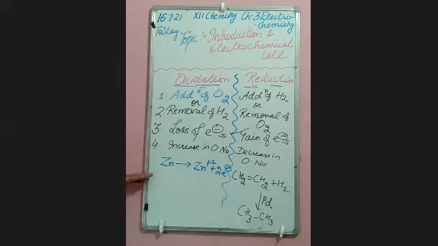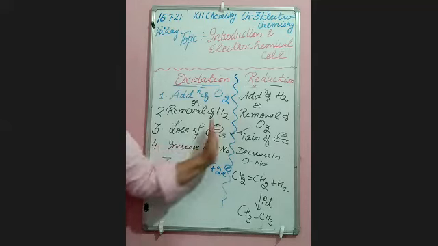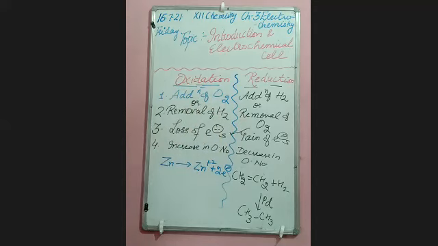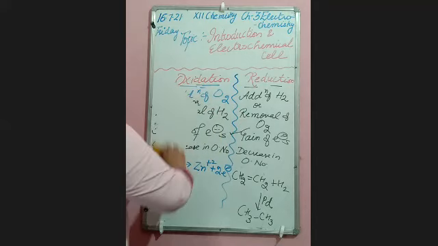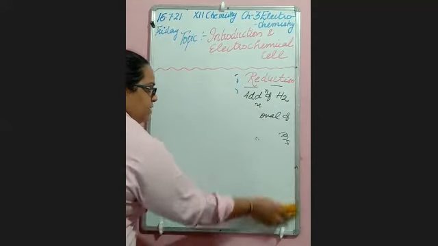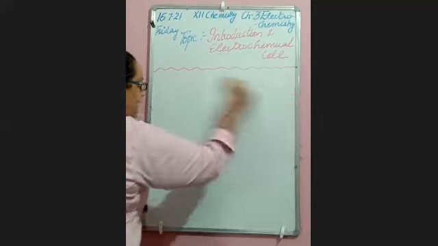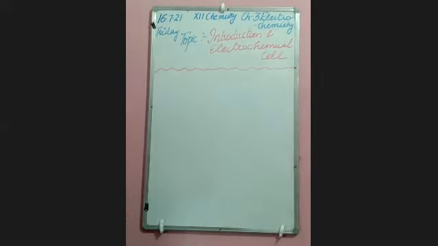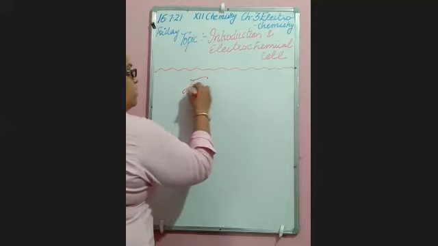Now you will come to know why I have discussed this, because it is very important in understanding the concept of electrochemistry, because in this, redox reactions are taking place. So now come to our chapter. First, I will tell you what is electrochemistry.